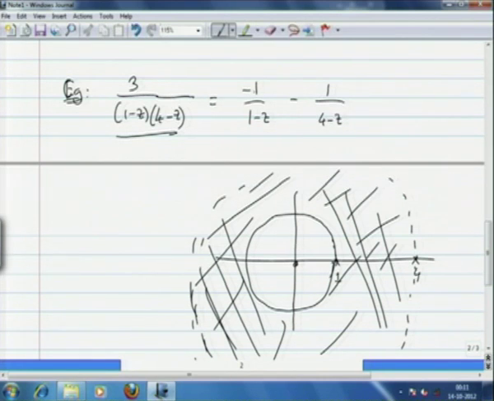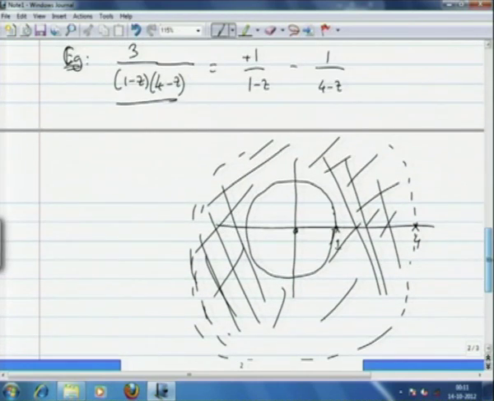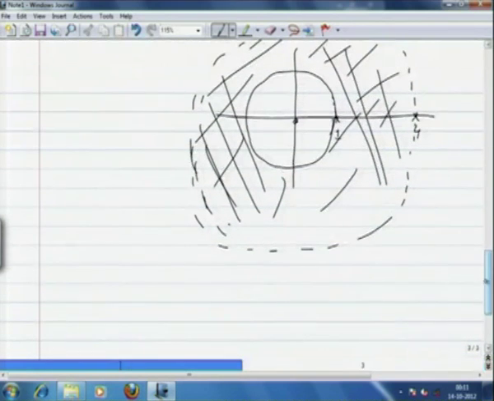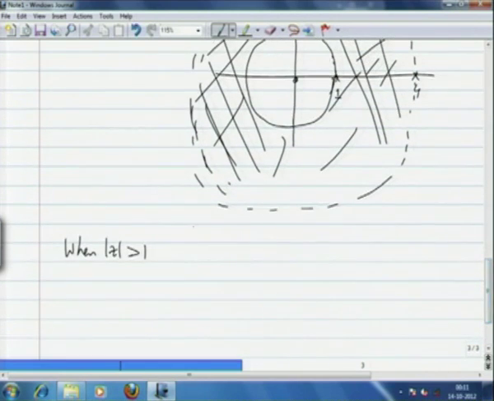or I apologize, this should be plus 1 by 1 minus z, and I can expand 1 by 1 minus z. So, when modulus of z is greater than 1, I know that 1 by 1 minus z is equal to sigma, but from above, minus of m equals minus infinity through minus 1 z power m, and this series converges to 1 by 1 minus z when modulus of z is greater than 1.